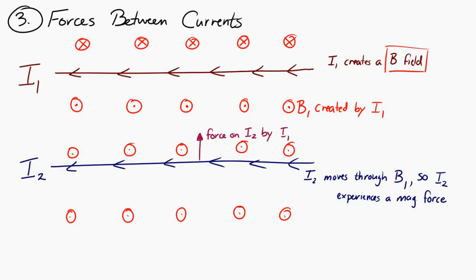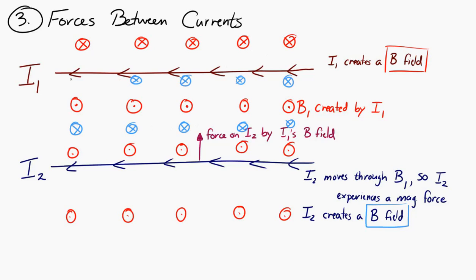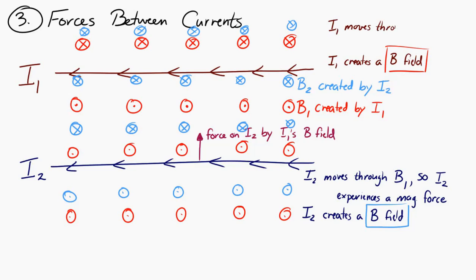Again, just to clarify, that is the direction of the force on current 2 by the magnetic field that was created by current 1. Now, current 2 is also creating a magnetic field. The magnetic field created by current 2 is like this. Use our right-hand rule. There's the magnetic field created by current 2 up here, and down here. So current 1 travels through current 2's magnetic field.